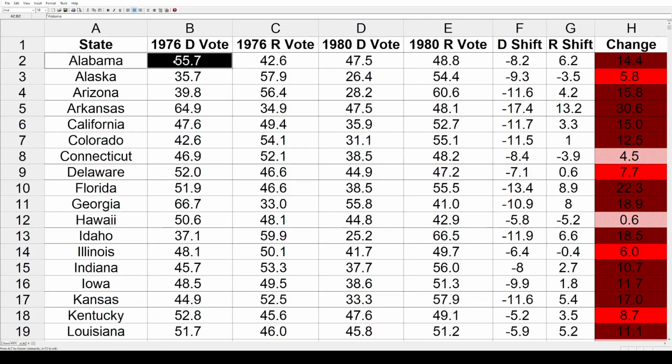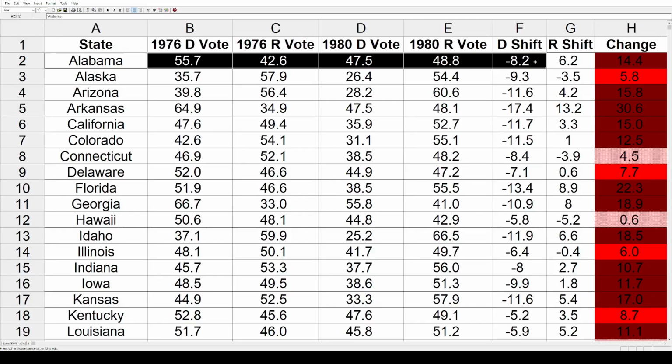In 1976, Jimmy Carter, he took home 55.7% of the popular vote. Gerald Ford, he got 42.6%. Jump ahead 4 years to 1980. Carter sank down to 47.5%. Ronald Reagan, he got 48.8%. That's a net loss of 8.2% for the Democrats, a net gain of 6.2% for the Republicans, and a total net shift of 14.4% away from the Democrats and toward the Republicans.